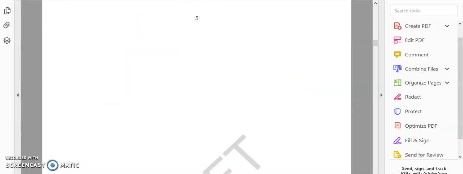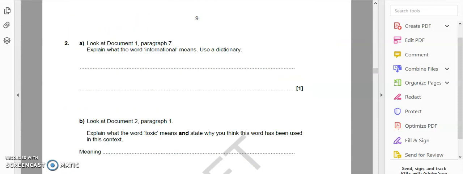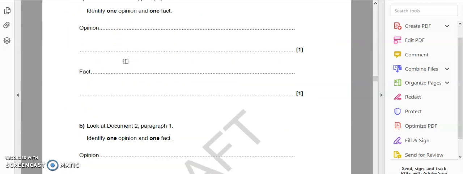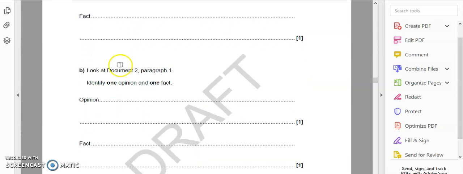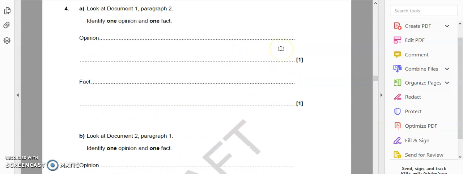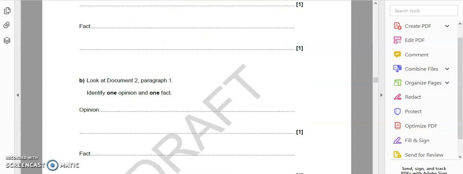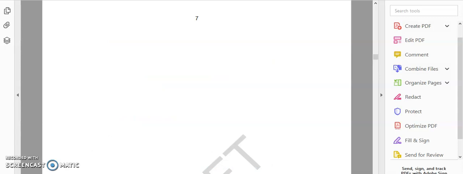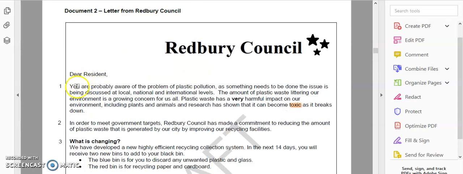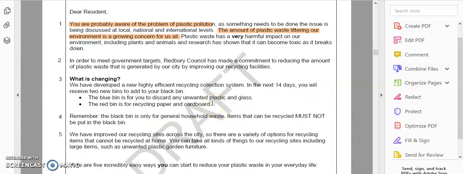So getting back to the second part here. We're then asked to do the same thing, but with document 2, paragraph 1. So again, we'll have a quick look. Document 2, paragraph 1. So this is this paragraph here. So pause the video and see what you can come up with. Okay, so again, I've highlighted the opinions here. So let's talk through the facts first.